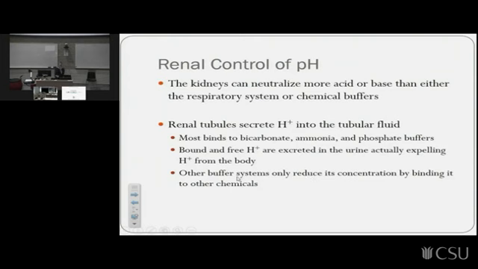Essentially, instead of getting rid of it, it's just passing it on. It's like when you don't want to do one of your jobs at home and you pass it on to someone else to do instead of doing it yourself. So that's what the other buffering systems do: they're basically transporting hydrogen ions around as opposed to actually excreting it and getting rid of it from the body via urine.